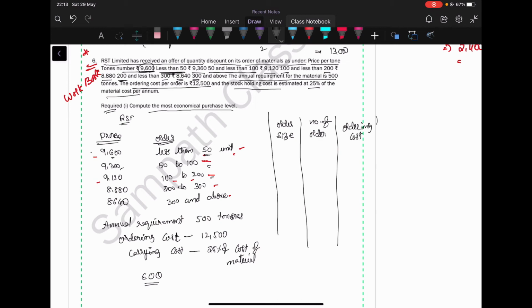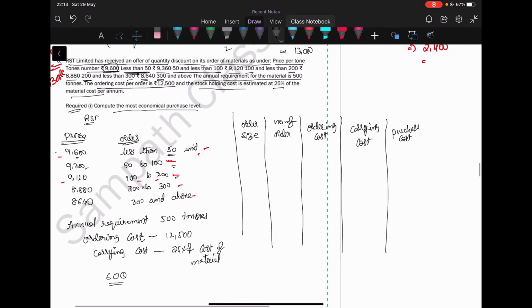Total ordering cost, and what is the carrying cost? What is the carrying cost, and what is the purchase cost? Purchase cost, and what is the total cost we are incurring? Why madam, why are you taking all these columns?